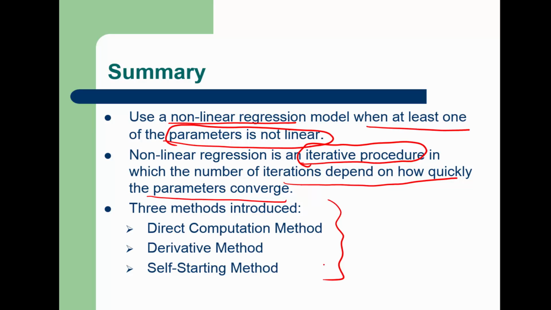There are three ways of doing it, and we have seen that, right? We have seen the three ways of computing, doing the optimization and getting the values of the coefficients. So that's a brief introduction to what nonlinear regression is, how it is different from polynomial regression and linear regression, and the ways in which you can compute the parameters of nonlinear regression.